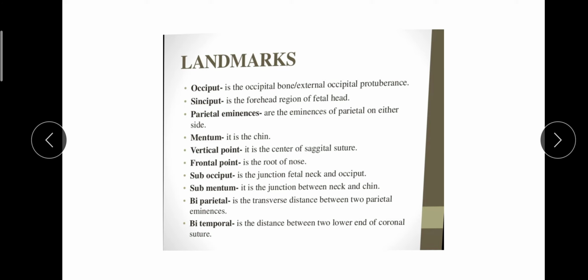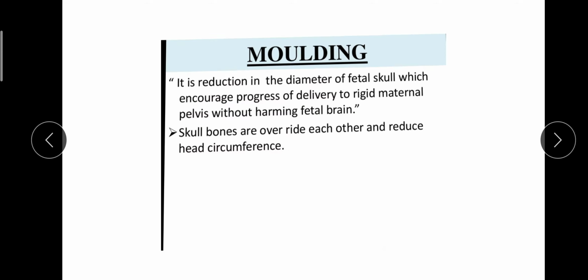Suboccipital is the junction of the fetal neck and occiput, where both meet. That area we call the suboccipital. Submentum is the junction between the neck and chin. Biparietal is the transverse distance between the two parietal eminences. Bitemporal is the distance between the two lower ends of the coronal suture. So these are the landmarks. With this we can measure the diameters of the fetal skull.